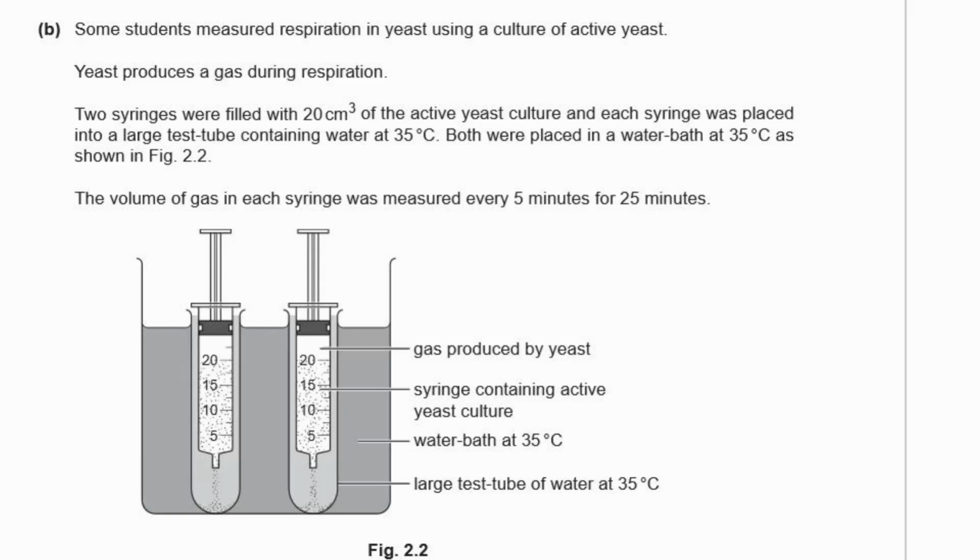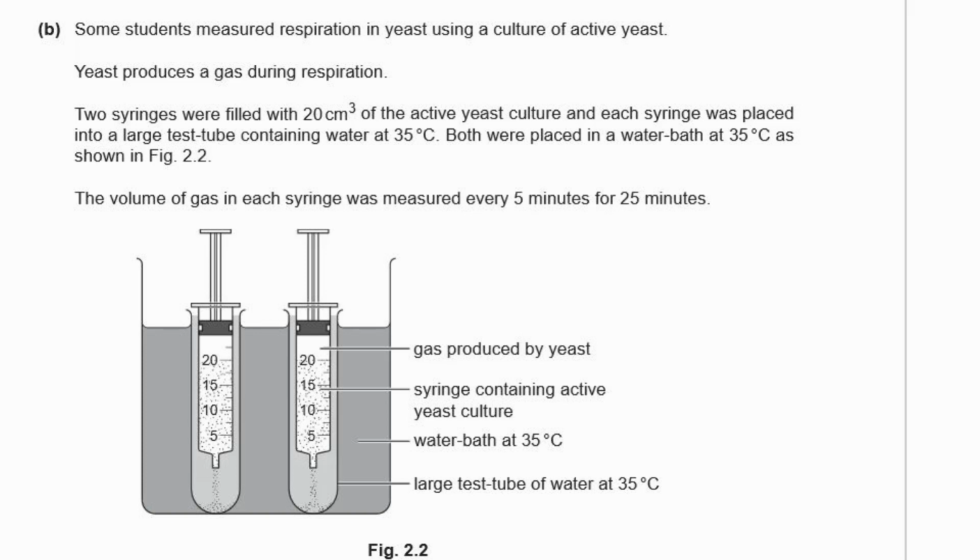Moving on from the drawing question. B. Some students measured respiration in yeast using a culture of active yeast. Yeast produces a gas during respiration. 2 syringes were filled with 20 centimeters cubed of active yeast culture, and each syringe was placed into a large test tube containing water at 35 degrees Celsius. Both were placed into a water bath at 35 degrees Celsius as shown in figure 2.2.